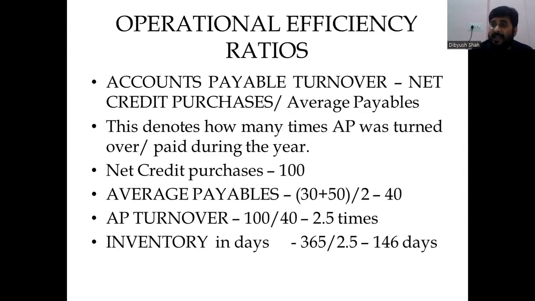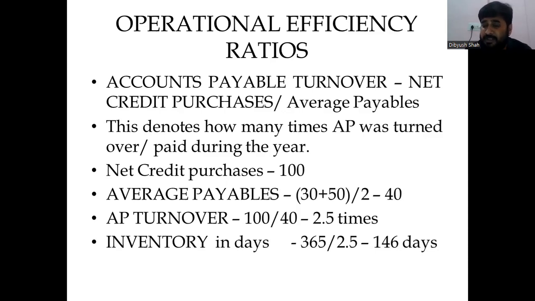Now I find net credit purchase. I have again assumed a simple figure of 100. Average payables, I again took opening and closing, very simple, 30 plus 50, and did a simple average, divided by 2, that is 40. Now AP turnover is 100 by 40, that is 2.5 times. That means on average, I fully cleared my accounts payable 2.5 times during the year. When I take into account AP in days, it's 365 by 2.5. Forgive me for the typing error, it's written inventory days, it should be AP in days, accounts payable.